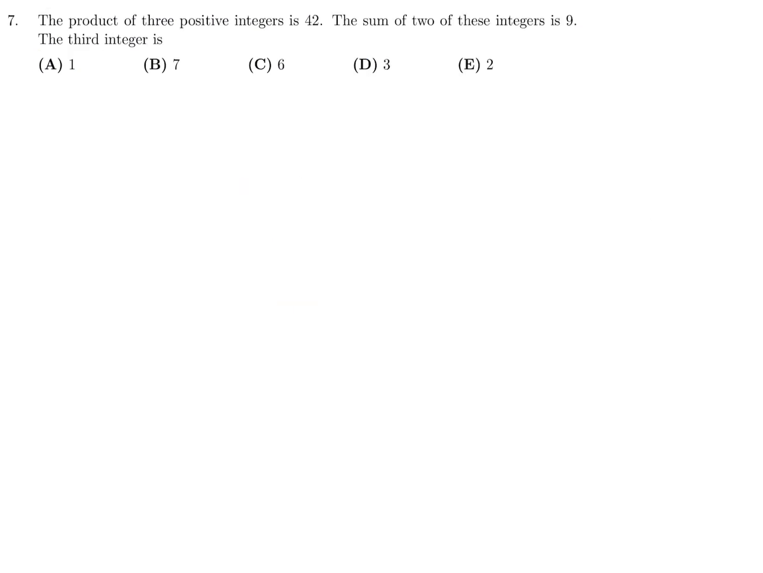The product of 3 positive integers is 42. The sum of 2 of these integers is 9. The third integer is... Let's say those integers are A, B, and C. And if you multiply them, it's 42. And then they tell us that 2 of them, A plus B, if you add them, the sum is 9.